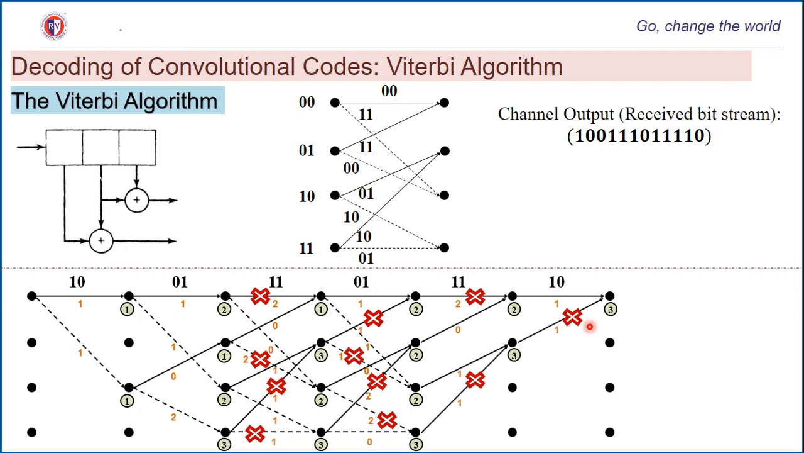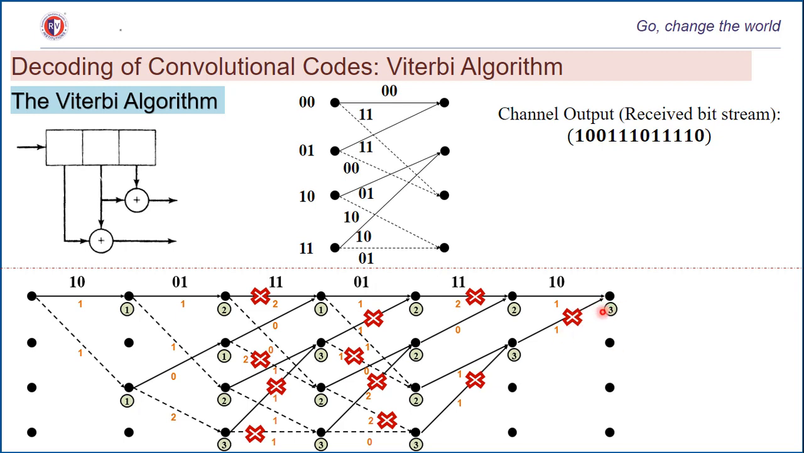Now, for every node, you can see there is only one branch that acts as a survivor. Only one path survives, the other gets eliminated, and that elimination is based on the path metric or branch metric. Now, we can trace back from the end zero state to the begin zero state, and there will be only one path that will exist in our case.